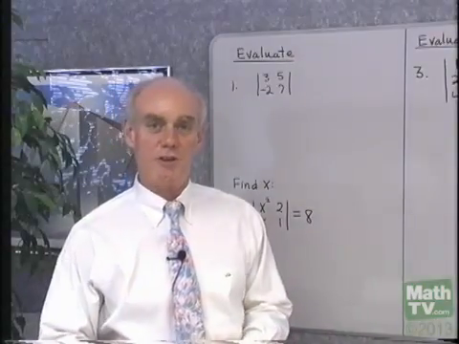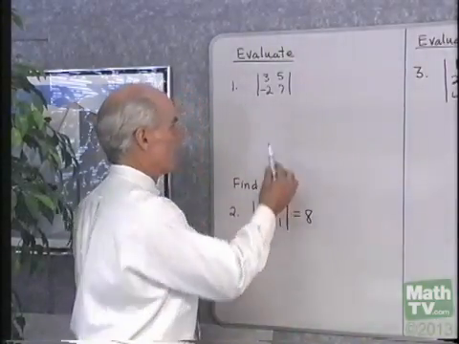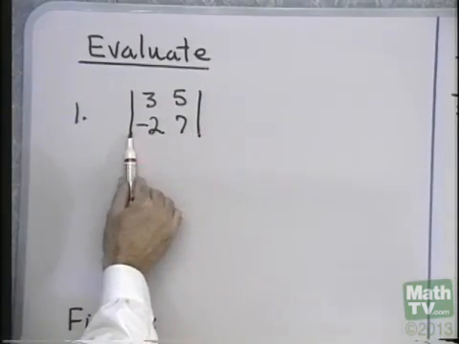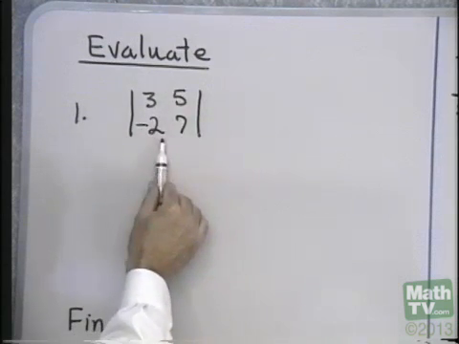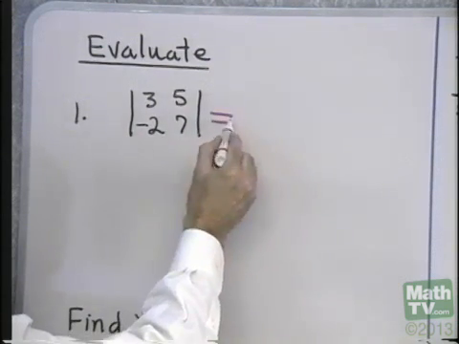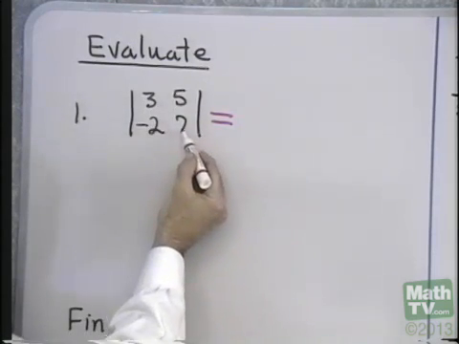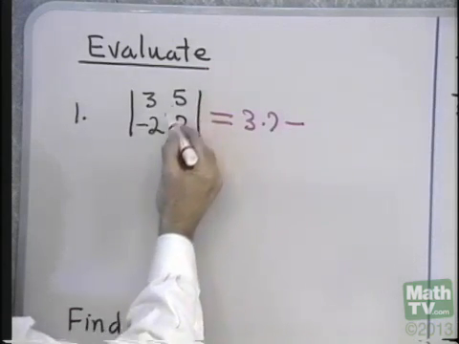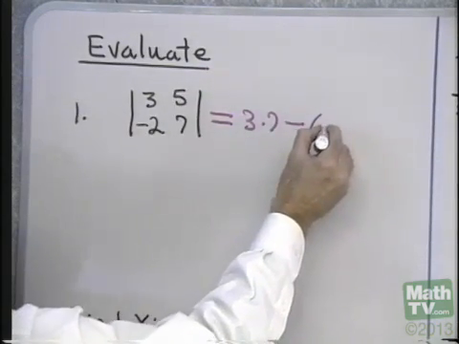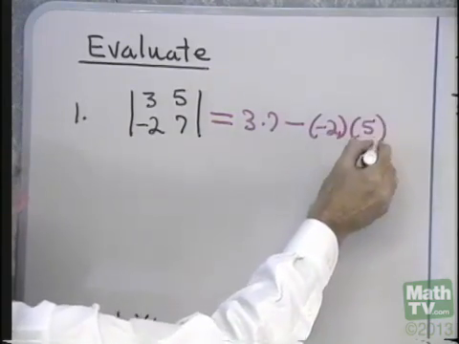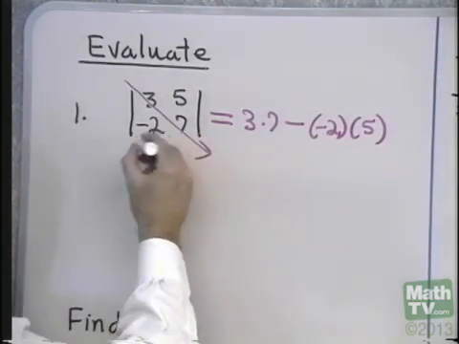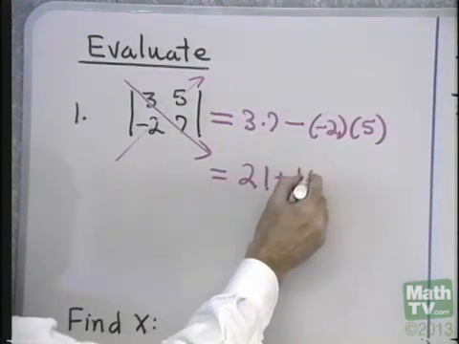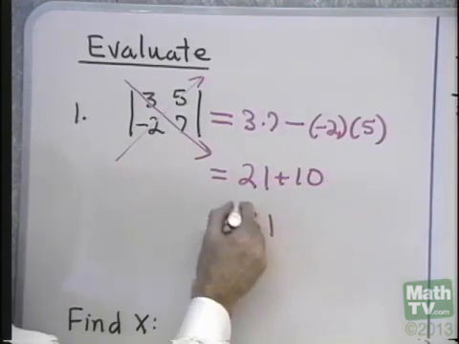A determinant is a square array of numbers, and here's one right here. These symbols that look like large absolute value symbols stand for the determinant of this array of numbers. The definition is what you get when you cross multiply: 3 times 7, and subtract from that what you get when you multiply up here, negative 2 times 5. So this determinant is defined to be that product minus that product. I end up with 21 plus 10, which is equal to 31.